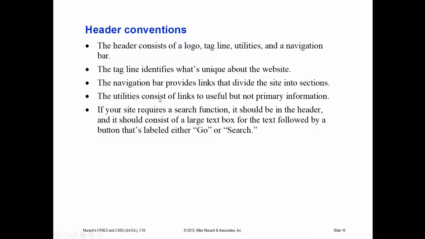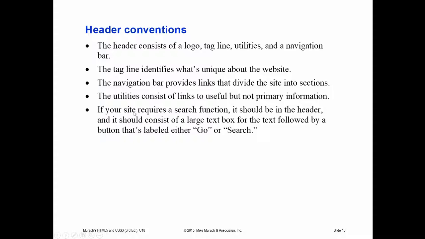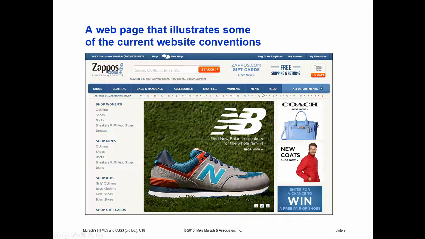The utilities consist of links to useful but not primary information. If the site requires a search function, it should be in the header and it should consist of a large text box followed by go or search.